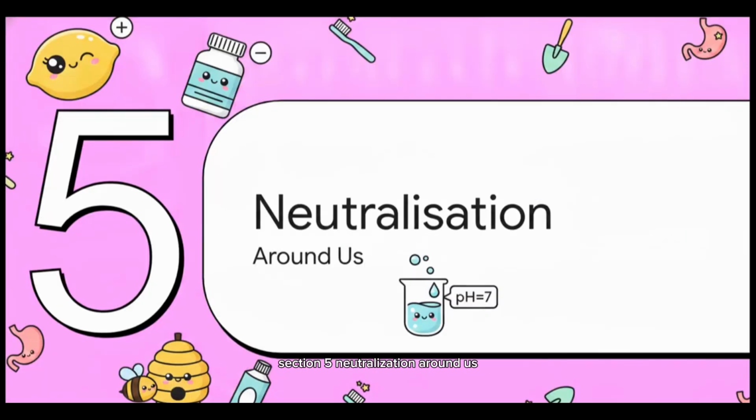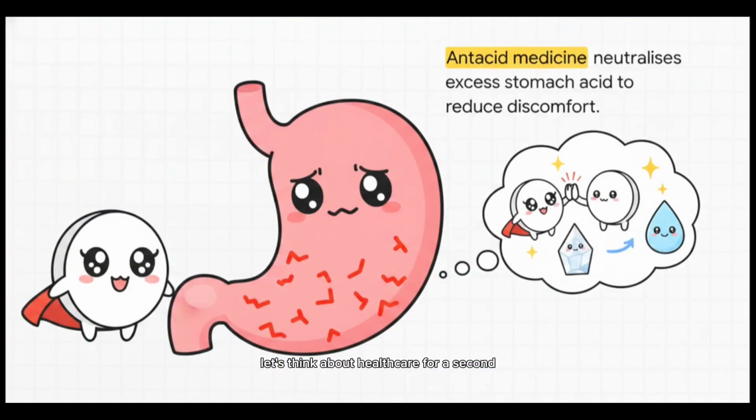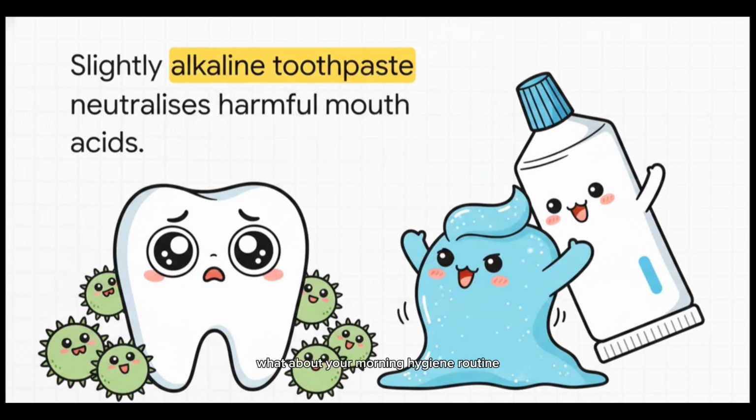Section 5. Neutralization around us. Let's think about healthcare for a second. Sometimes the human body produces a bit too much stomach acid, and that leads to a lot of pain and discomfort. So what's the solution? We take an antacid tablet. That medicine is actually an alkali. Once it hits your stomach, a neutralization reaction happens right there inside you. The alkali reacts with the excess stomach acid, producing harmless salt and water, which totally reduces the discomfort. Literally, chemistry bringing relief.